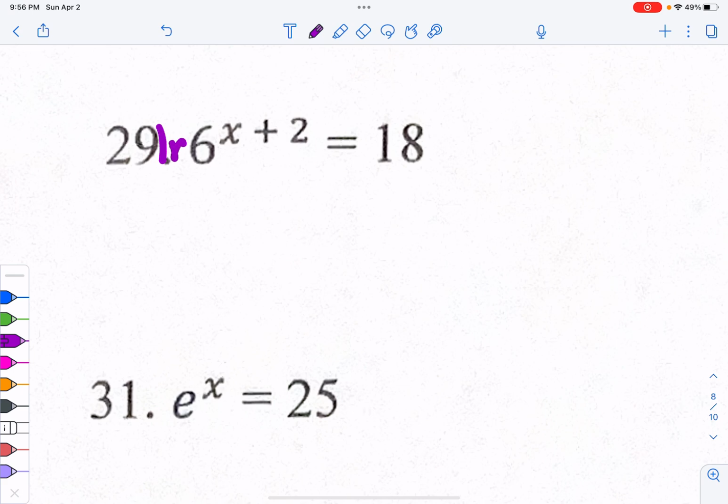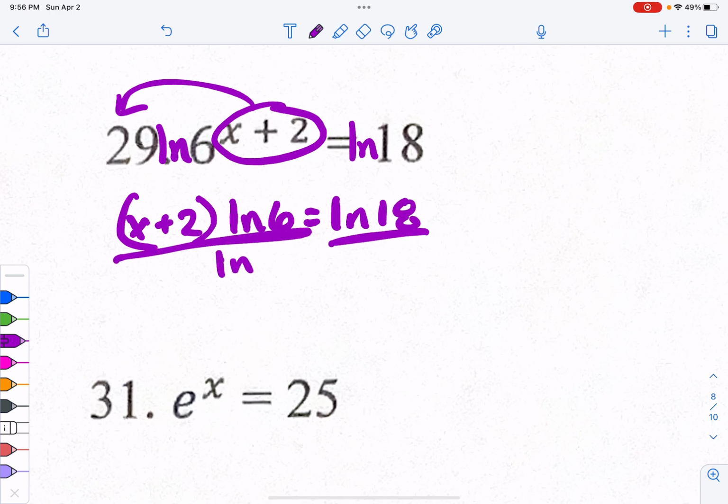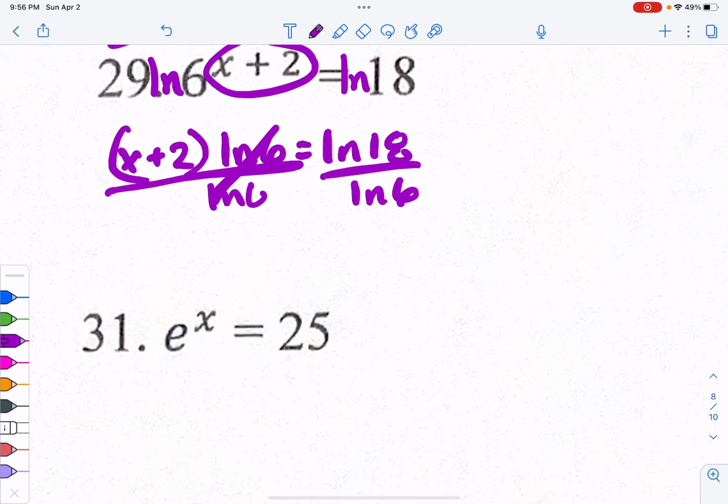So I have to ln both sides or log both sides, it doesn't matter. Then this x plus 2 can come down in front. So x plus 2 times ln 6 equals ln 18. And I'm going to divide by ln 6. And I've got x plus 2 is equal to whatever that decimal number is.